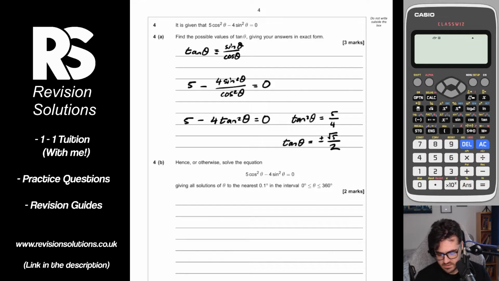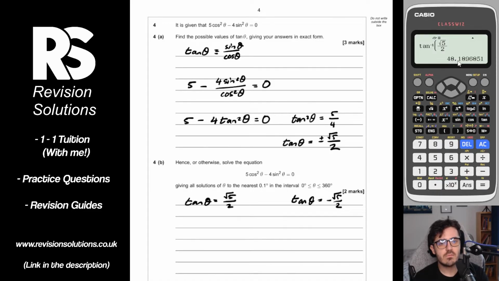Now it says, hence or otherwise, solve the equation 5 cos squared theta minus 4 sine squared theta equals 0, giving all solutions of theta to the nearest 0.1 degree in the interval 0 to 360 degrees. So we've got to solve basically these two equations we've deduced here. So we've got this to work with, tan theta equals positive root 5 over 2, and tan theta equals minus root 5 over 2. Let's start with the first one on the left. So if we get our first solution from our calculator, so go to inverse tan of the square root of 5 over 2.